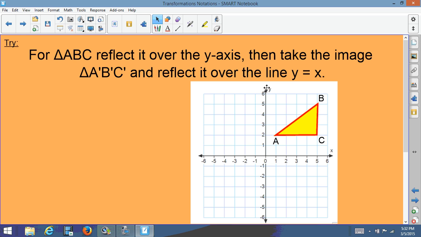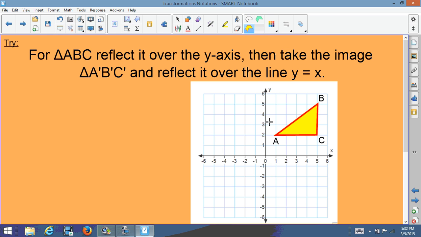So here's our y-axis. It goes straight up and down. So that means if it's on the right side, I will put the picture on the left side. So notice I have to put my distance from the triangle. It's going to measure the same distance from each point from the y-axis.